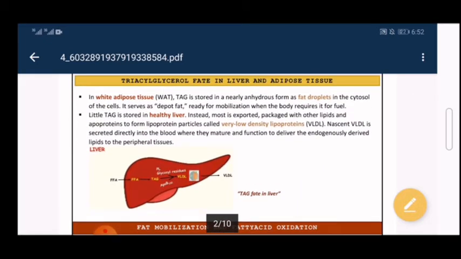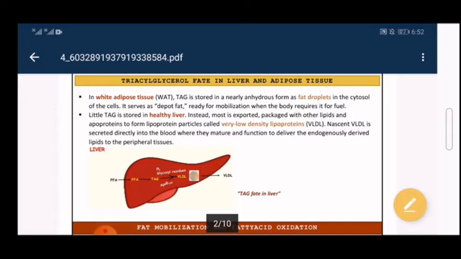Before we start, we need to know a single detail about the stores of fats: white adipose tissue and a healthy liver. Inside the white adipose tissue, the fats are stored in anhydrous form. They are anhydrous because they do not contain water. In a healthy liver, very little amount of TAGs are found or stored.